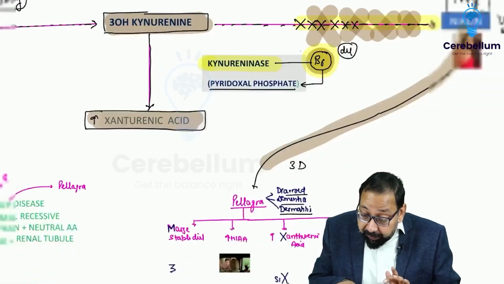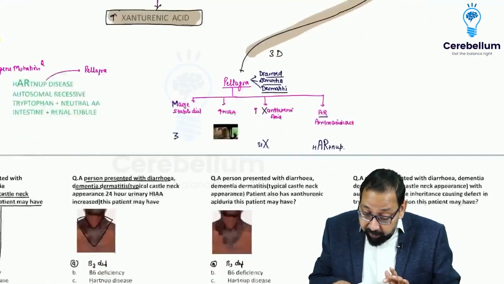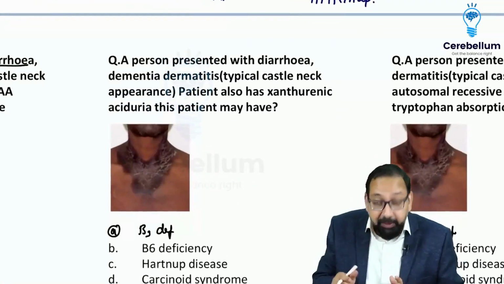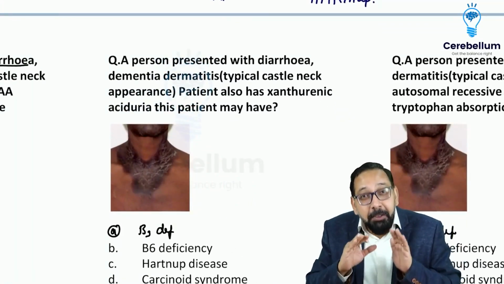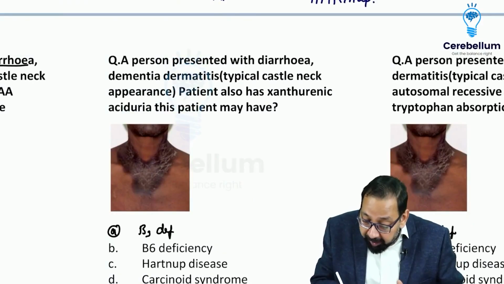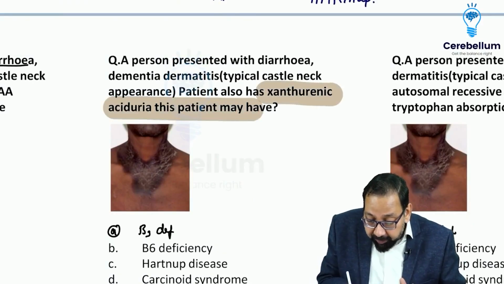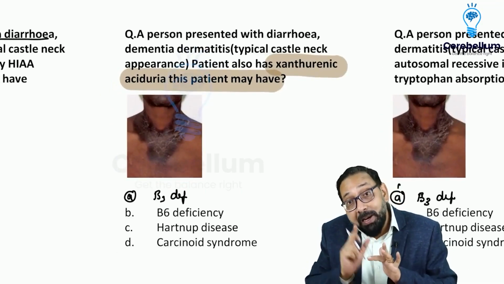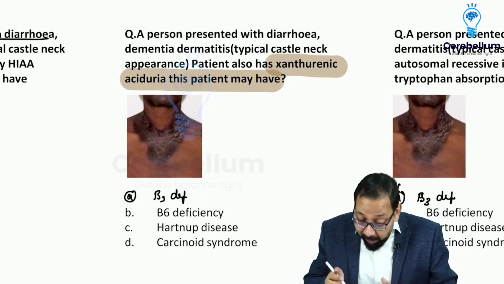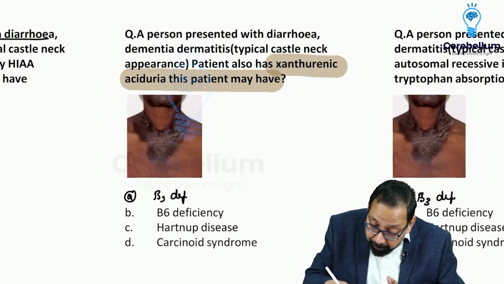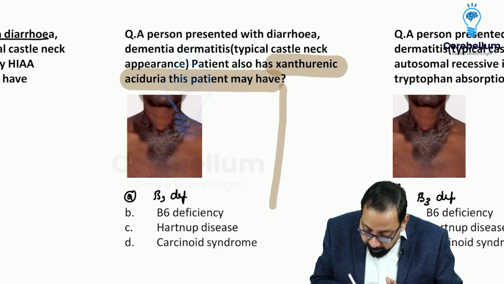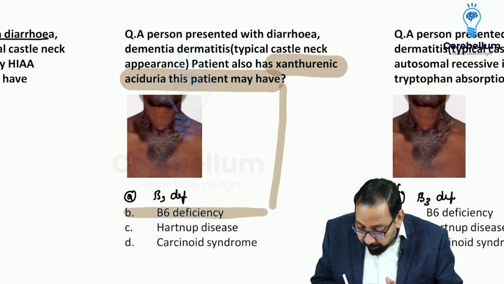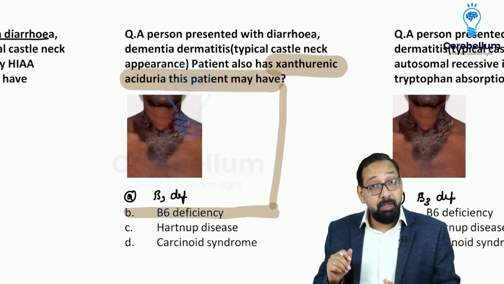So if a question is asked, and they give a clinical scenario that a patient presents with diarrhea, dementia, dermatitis, and in the clinical scenario they give that xanthurenic aciduria is there, then this is definitely pellagra, but this pellagra is not due to B3. In this, the better answer would be B6 deficiency, because xanthurenic aciduria is there.